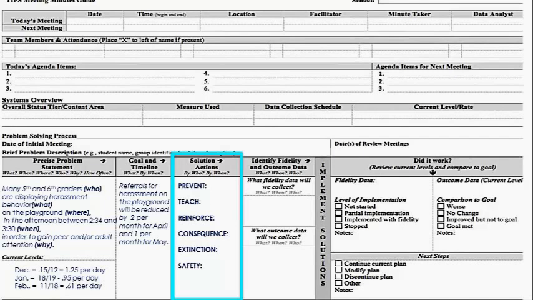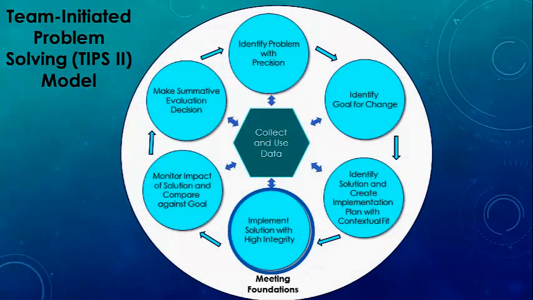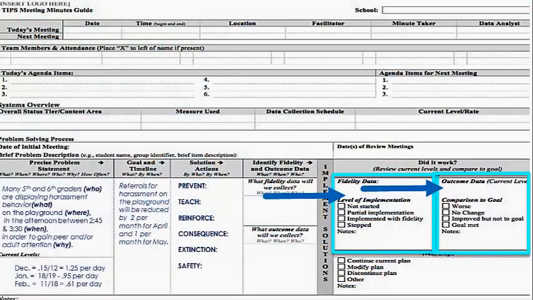And then if you click to the next one, Mike, we're going to implement that solution with high integrity. And you can see what that looks like. We want to check the fidelity to see we're doing what we said we were going to do. And we also then want to look at the outcome data to say, did we make the change that we wanted? And we move through the system of identifying fidelity and outcome data with identifying what we're going to collect, when we're going to do it, who's going to do that for both of them.